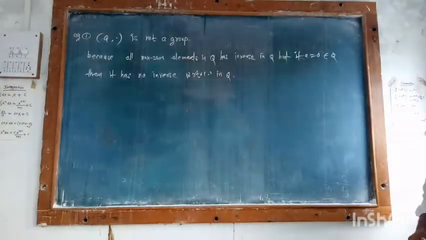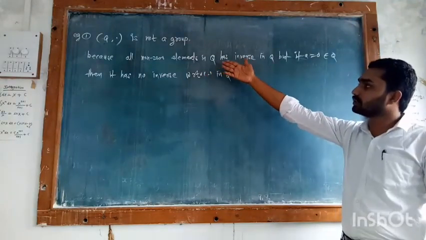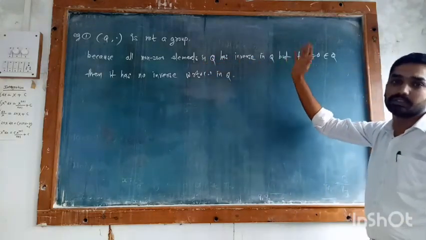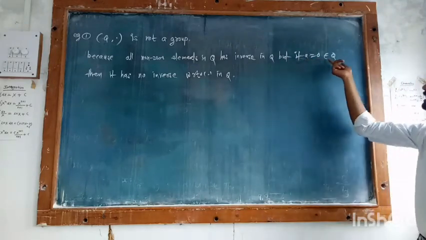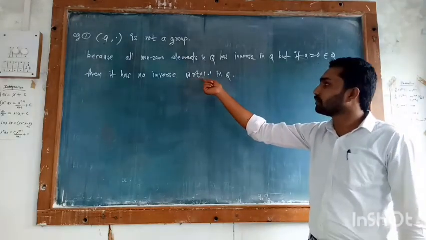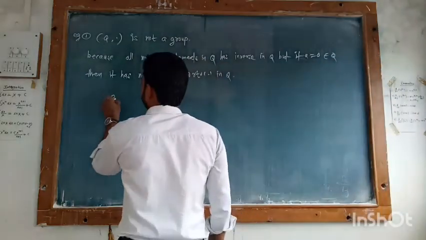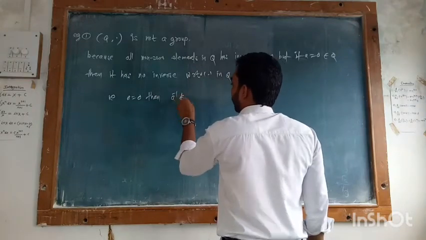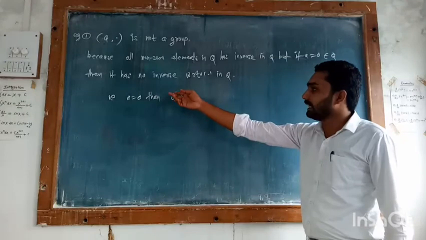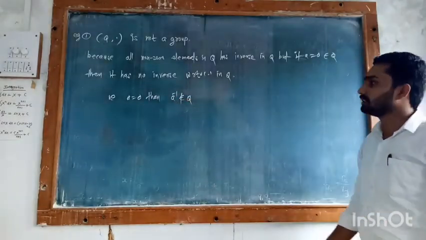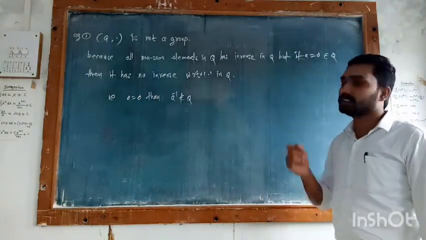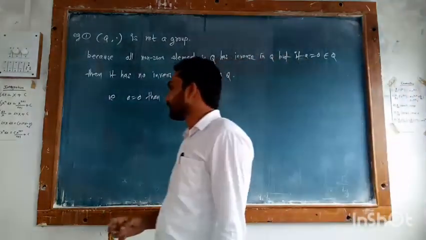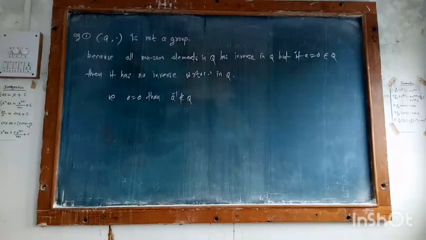So the set of rational numbers with binary operation dot is not a group because all non-zero elements in Q have an inverse in Q, but if we take the element a equal to 0, then it has no inverse with respect to operation dot in Q. That is, if a is equal to 0, then a inverse does not belong to Q, because the multiplicative inverse of 0 does not exist in the set of rational numbers. Okay.